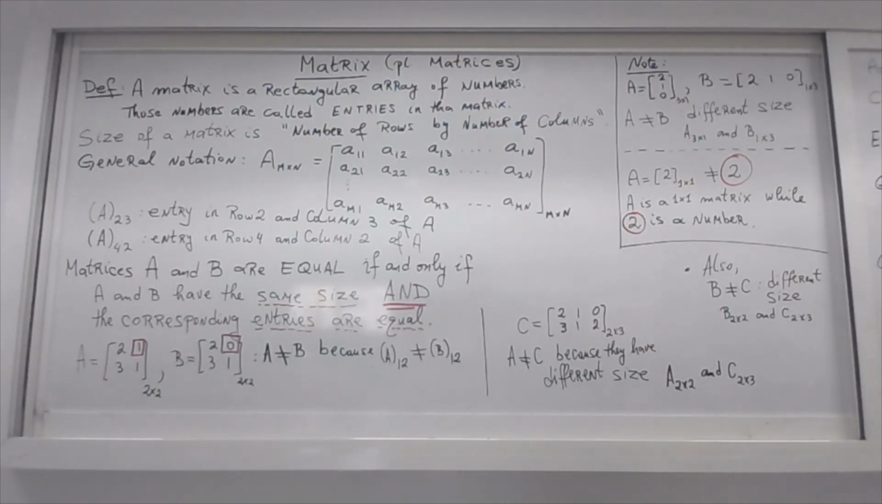So as soon as the size is different, we know the matrices are different. If the size is the same, well, we need to check the entries. If all entries at the corresponding positions are the same, then the matrices are equal. Otherwise, they're different.